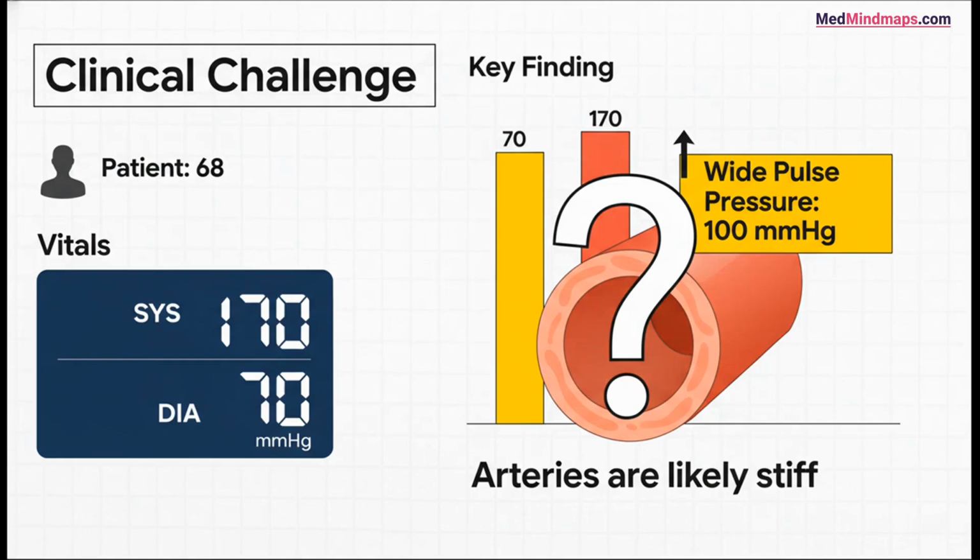Okay, time to put on your detective hat. Here's a quick case. You've got a 68-year-old patient whose blood pressure is 170/70. Now, the first thing you should notice is that massive pulse pressure, 100 points, but they don't look fluid overloaded. So, using what we've just talked about, what's really going on here?